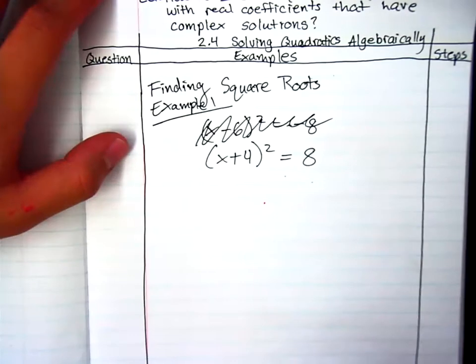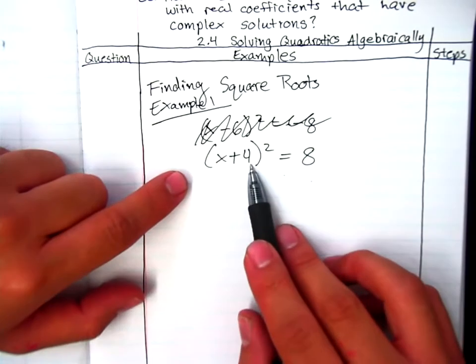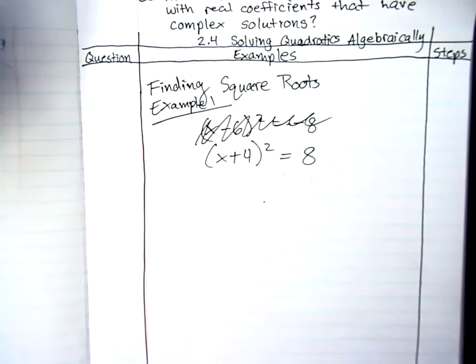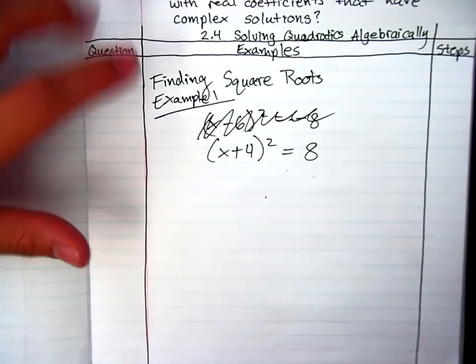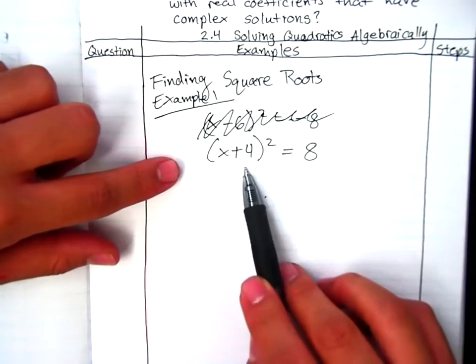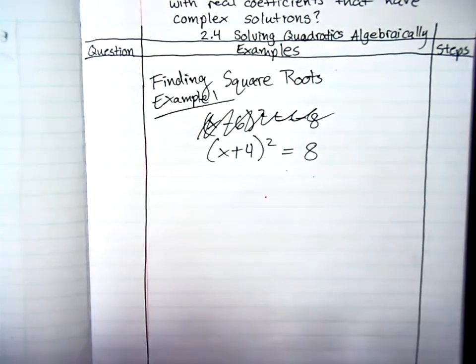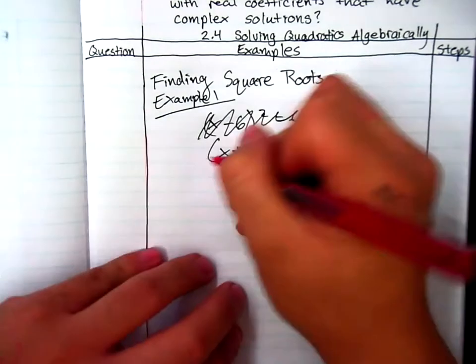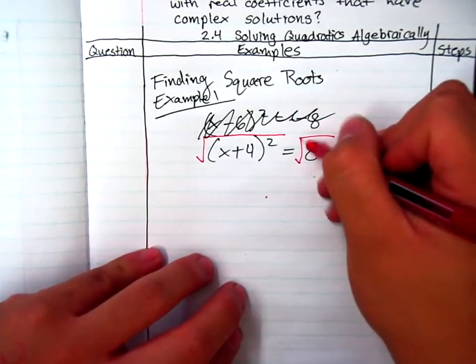Okay. So in this example, we have a binomial squared, and if I were actually to expand it out, it would be a complete quadratic equation. However, when we factor it down, it can be written in this form. In this case, all I'm actually going to do is take the square root of both sides. So the square root of x plus 4 squared is the square root of 8.